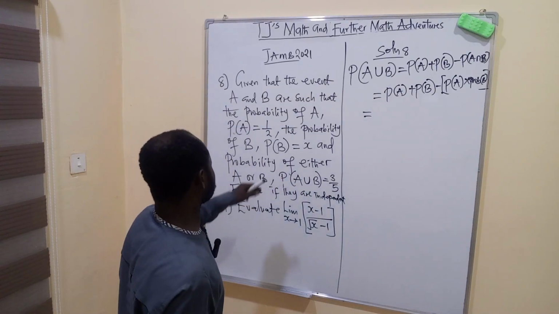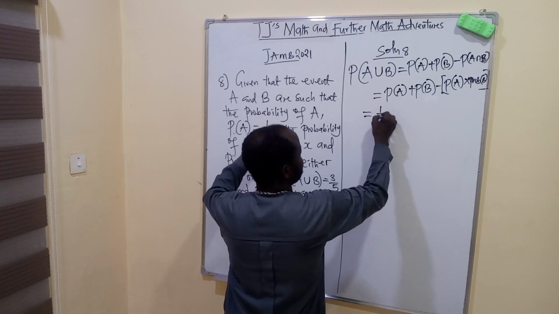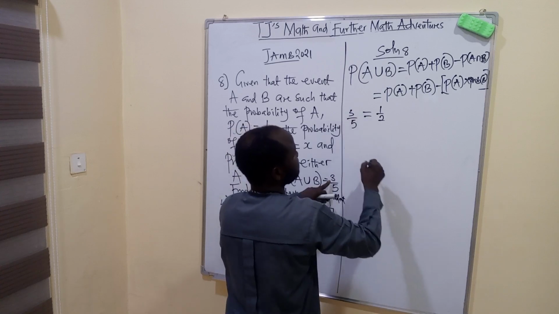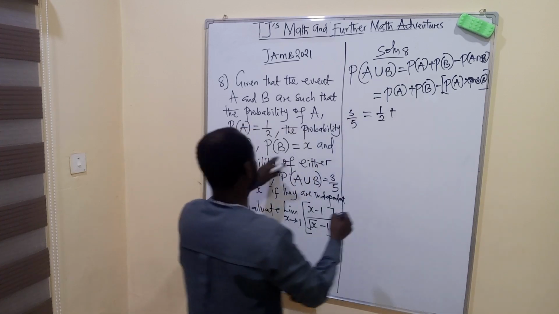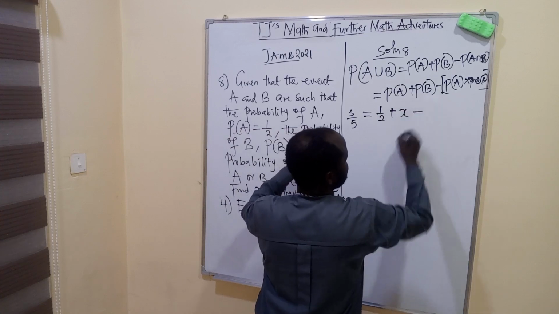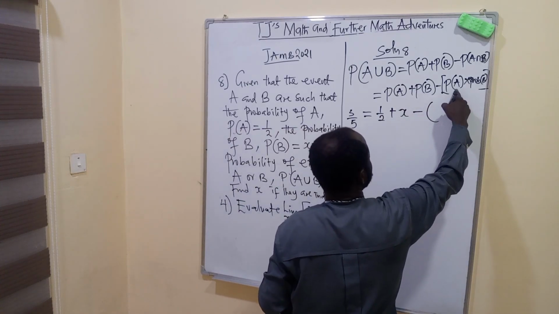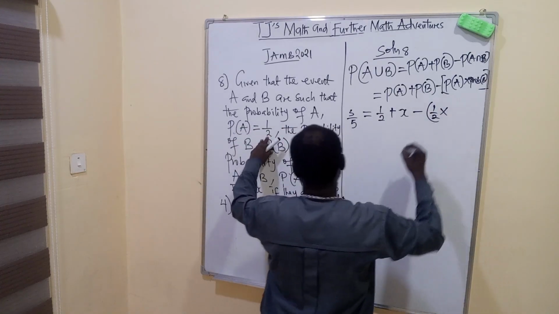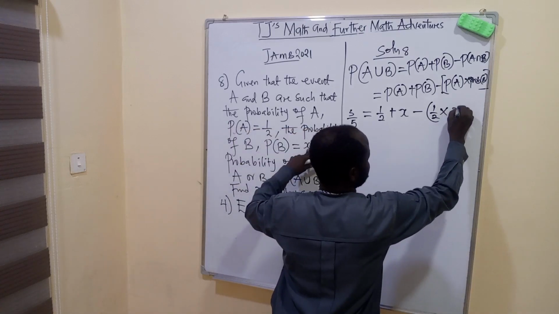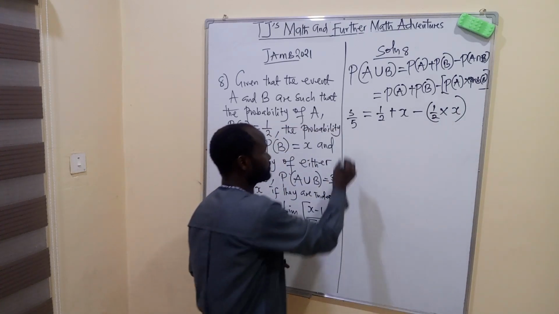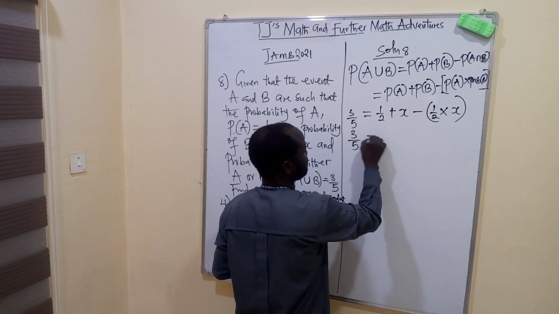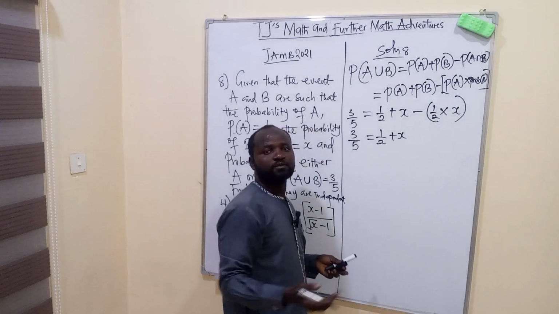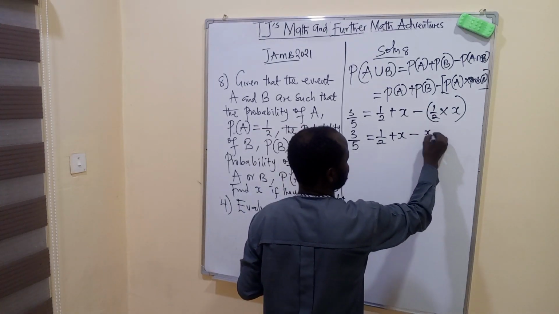The probability of A is given as half, and A union B is given as 3 over 5. So we put 3 over 5 here, plus the probability of B, which is X, minus bracket open, the probability of A, which from the question is half, times the probability of B, which is X. So this will be 3 over 5 equals half plus X. Of course, half times X is X over 2, that will be minus X over 2.